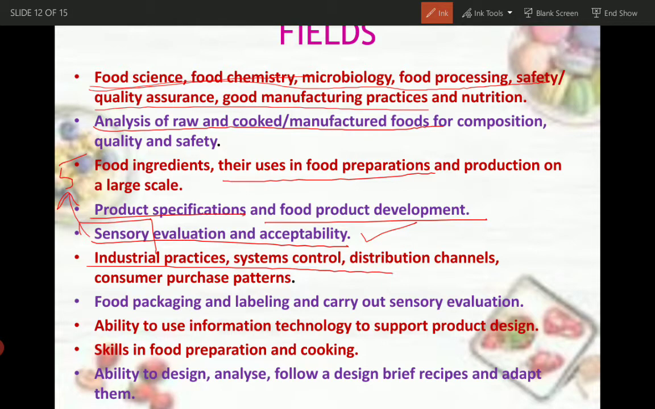Industrial practices, the system controls, distribution channels, consumer purchases. What will we know? Distribution channels, we'll just take an example, कि कितना time लगता है from the moment it is made to the time it reaches the consumer. The shelf life must be at least this time. अगर वो before it reaches the consumer और उसकी quality ख़राब हो जाती है तो it's of no use. So you need to have information about all these.